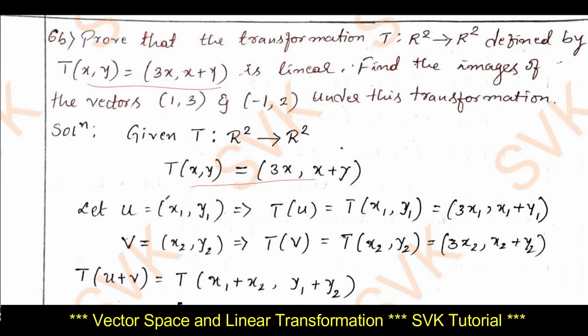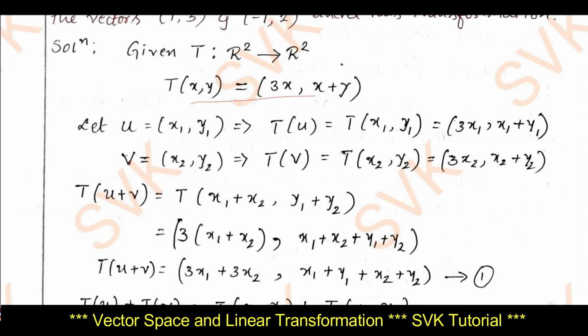So then I will be considering u and v. Let u equal to (x1, y1) and v equal to (x2, y2). So from that I will find the transformation of u. T of u will be equal to T of (x1, y1), which is equal to (3x1, x1 plus y1). What I am doing is just using this definition. In place of x I have x1, in place of y I have y1. So similarly, T of v will be equal to (3x2, x2 plus y2).